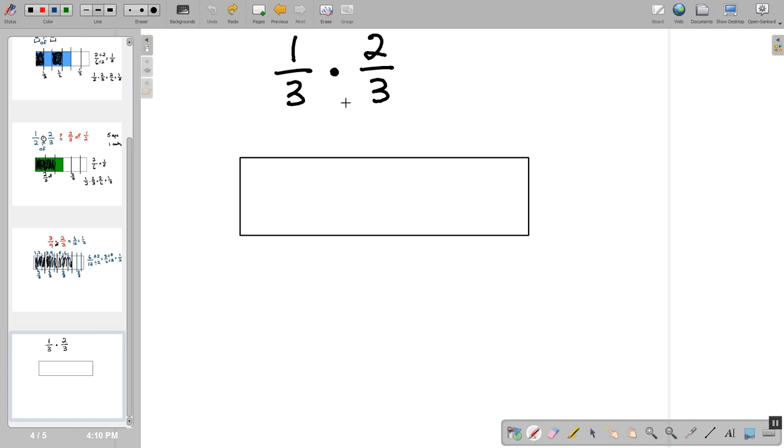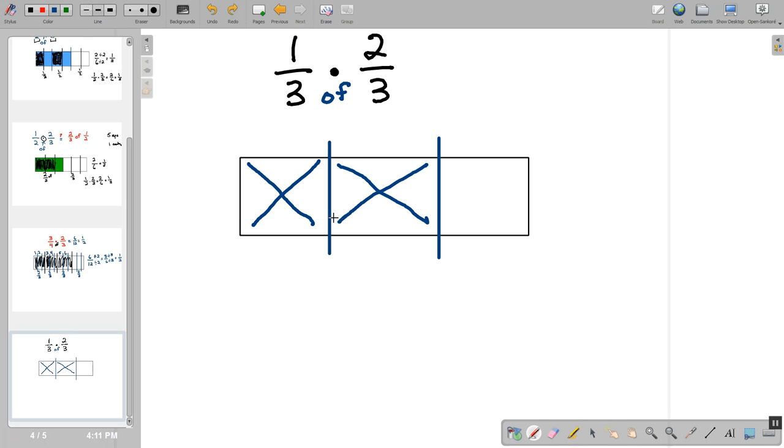Once again, since multiplication means of, I can start with either fraction. Now this one doesn't really matter which fraction you start with because they're both thirds. So I am going to start with 2/3 over here, but it does not matter because multiplication is commutative. So I have 2/3. So I'm going to put an X just to try something a little bit different. That's what you start doing as you get more comfortable. So this is 2/3, right there. And then I'm going to do 1/3 of each of these pieces.